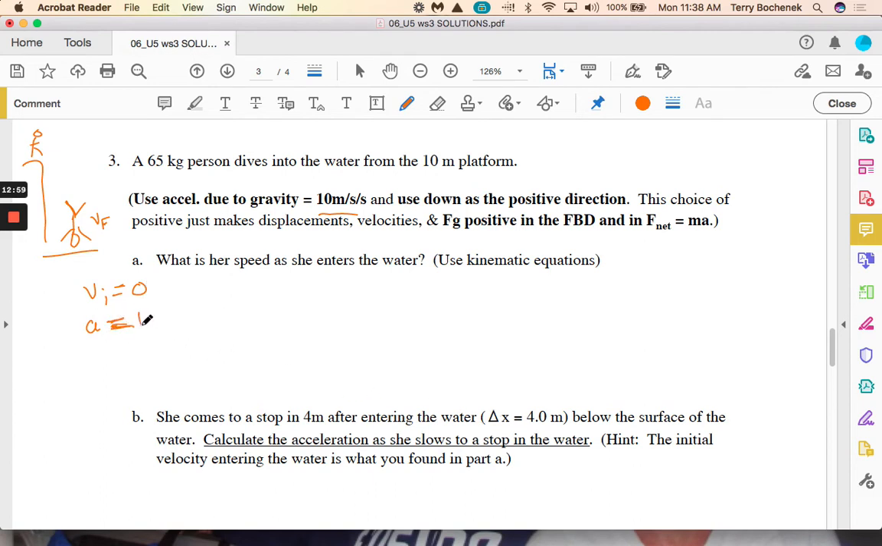So call the acceleration downwards positive 10 meters per second squared, because that makes our final speed positive, it makes our displacement positive downwards, and it eliminates some of the mess of negative signs. V final is what we want to find. We don't know time. We know that the height, we'll call it delta x, even though it's up and down, is 10 meters.